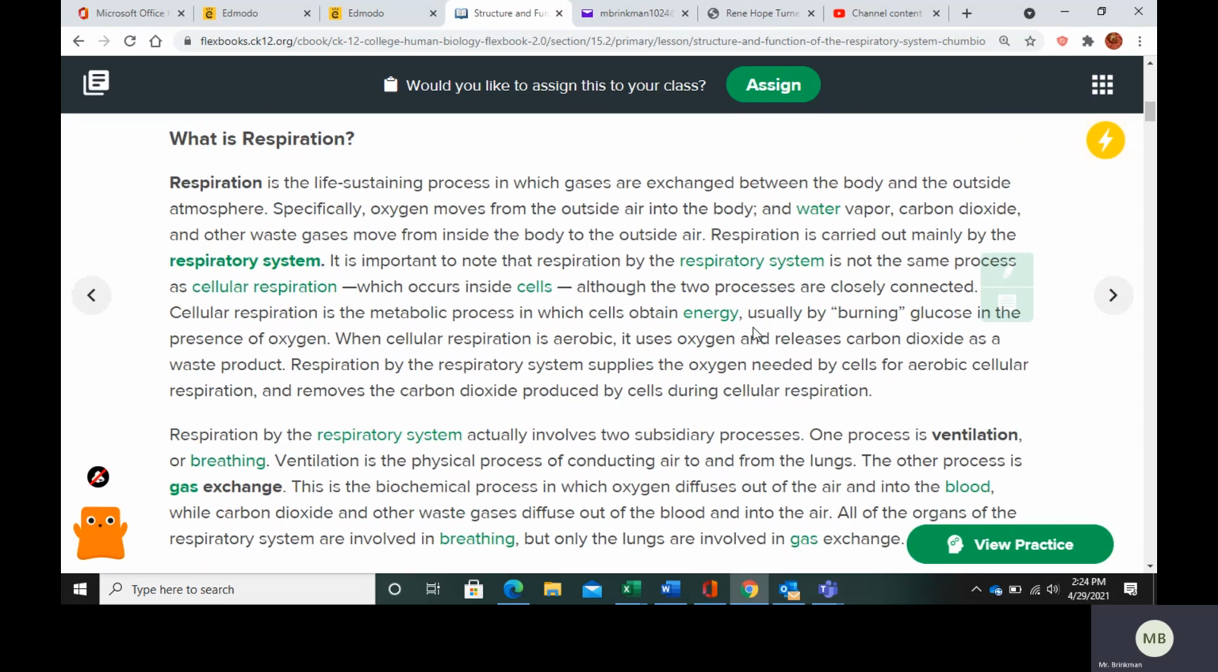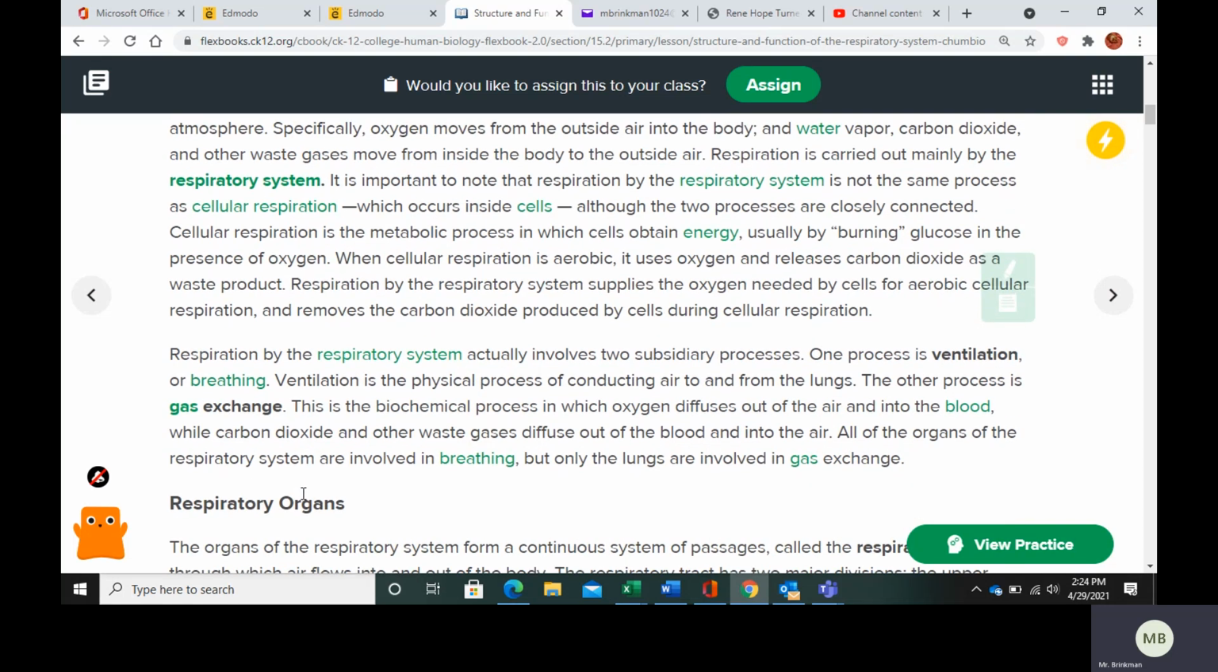So, what is respiration? Respiration is basically the exchange of gas between the body and the outside atmosphere. Specifically, you breathe in oxygen, you breathe out carbon dioxide and water vapor and other gases. Respiration is carried out by the respiratory system, and it actually involves two processes. One is ventilation, or breathing, and the other is gas exchange.